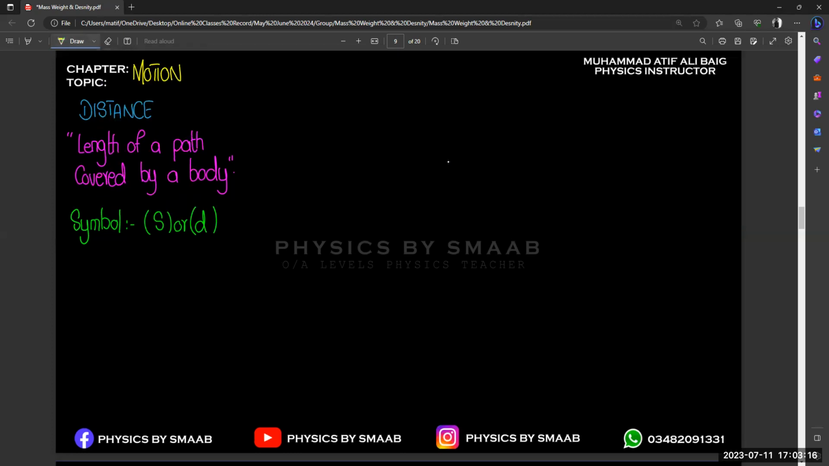And further, we need to write the SI unit. From the definition we know that we need to measure a length. So what is the SI unit of length? That was a very basic concept. We know the SI unit of length, and that is meters, small m.